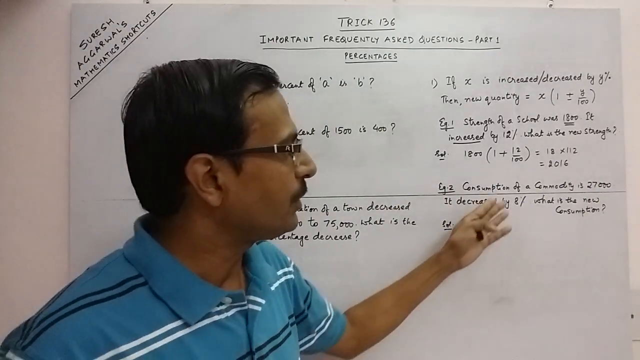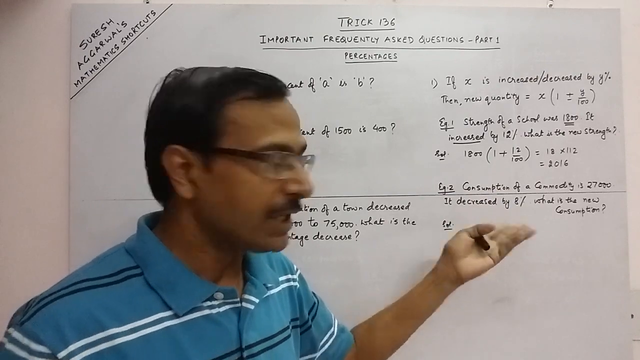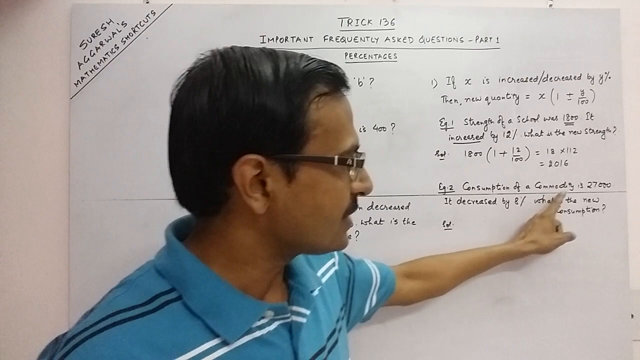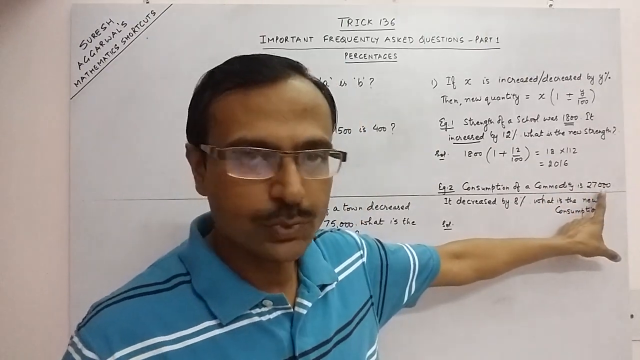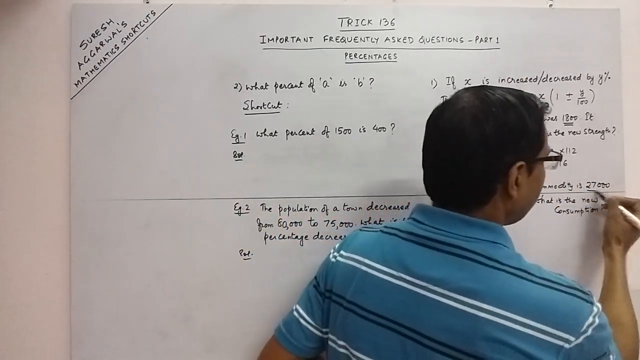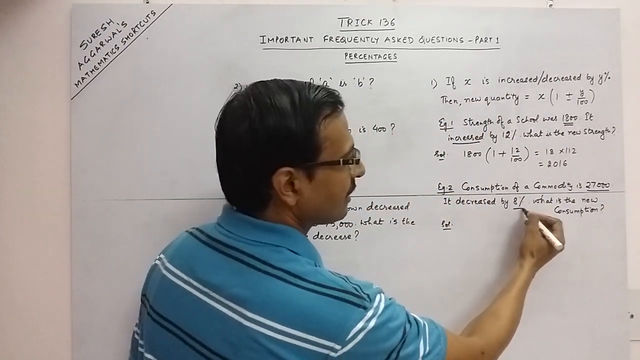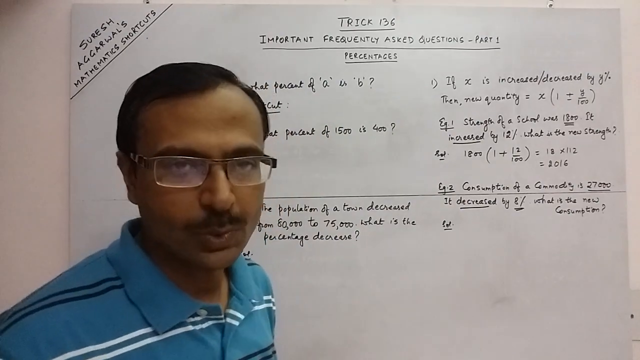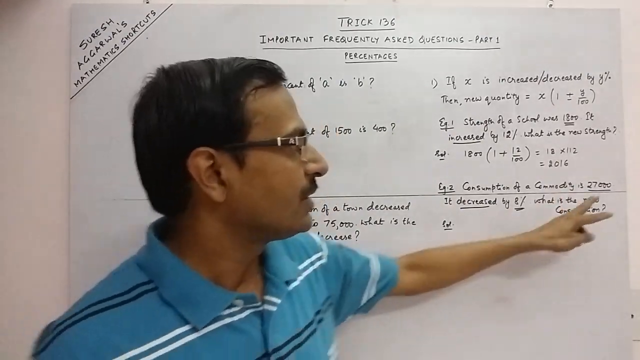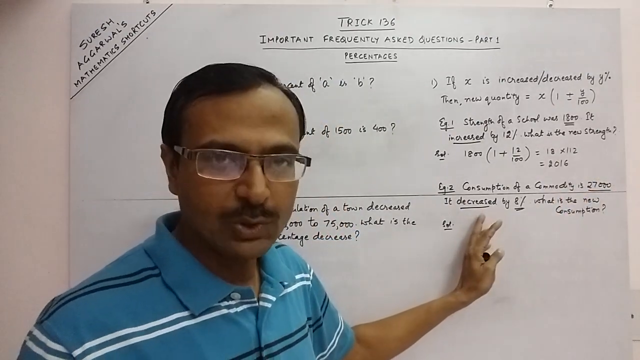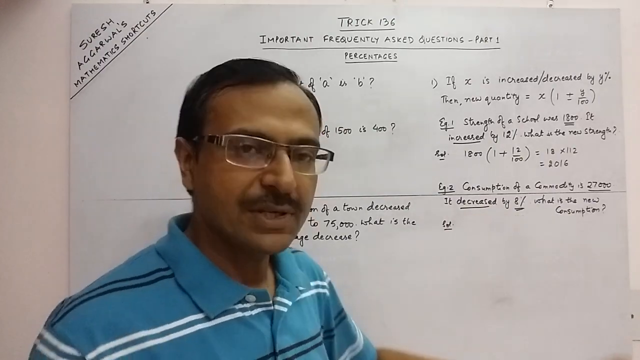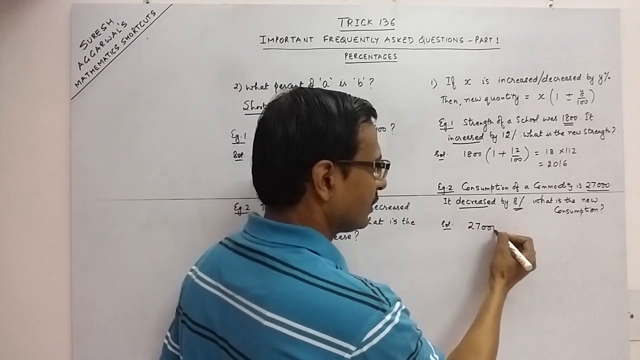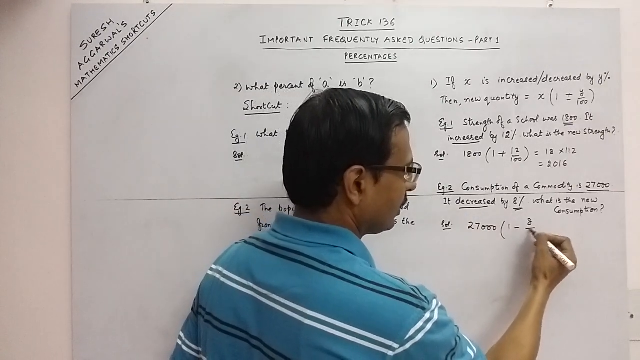Likewise, we can have one example in which the quantity is decreased by a certain percentage. So here the consumption of a commodity, the original consumption, is given as 27,000. This is x, and the percentage given is 8%, and the decrease. So we need to focus on just these three statements. This is x, decrease means you have to use the negative sign, and 8% means this is the value of y. So 27,000 times 1 minus 8 upon 100.